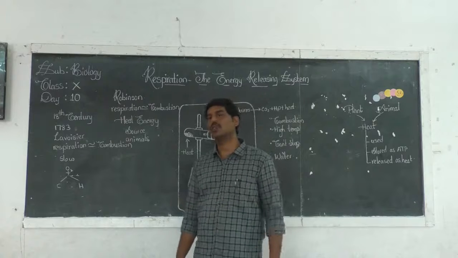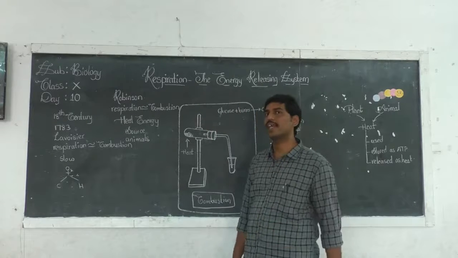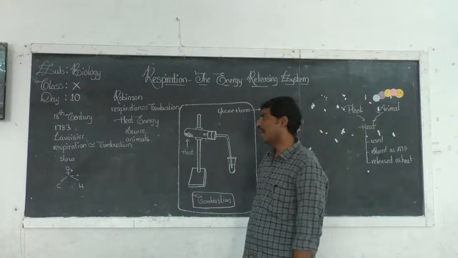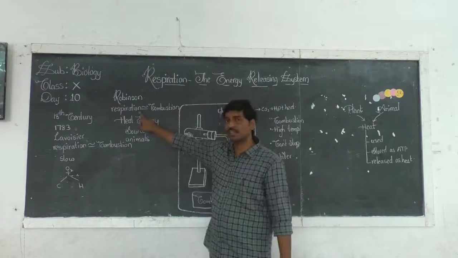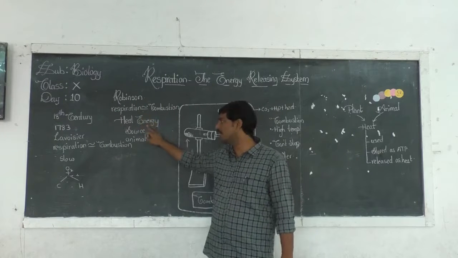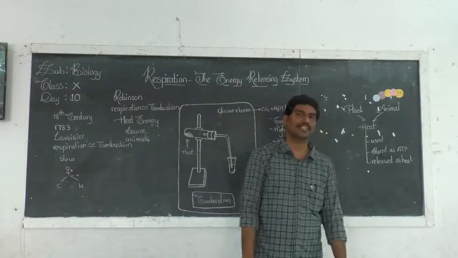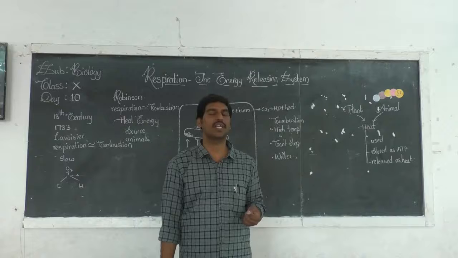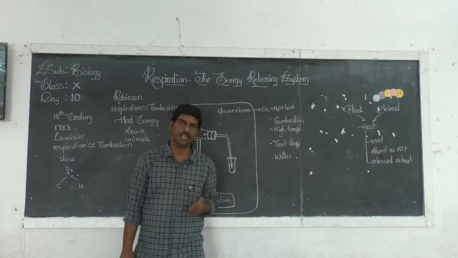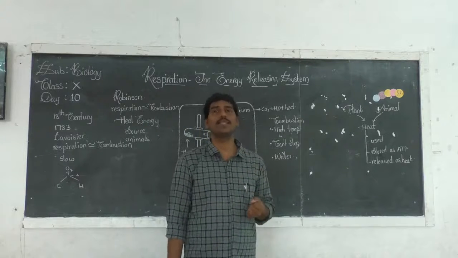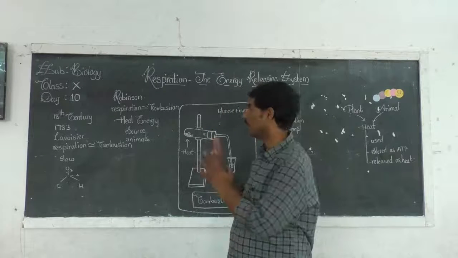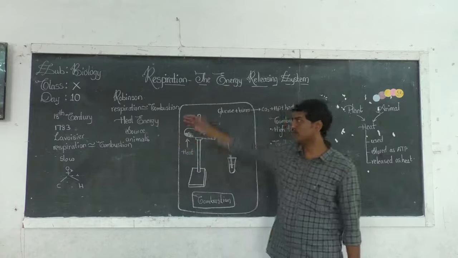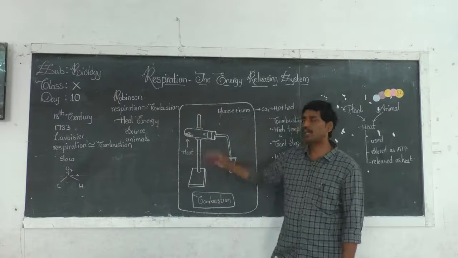Even Robinson, one more scientist, stated that respiration is a process which is almost similar to combustion. And he stated that this is the only heat energy source for animal cells. Right? In the last class we studied that energy is required by all organisms to carry out their metabolic activities. And this energy is obtained by the breakdown of the glucose molecule. So respiration is the only source of energy for animals.